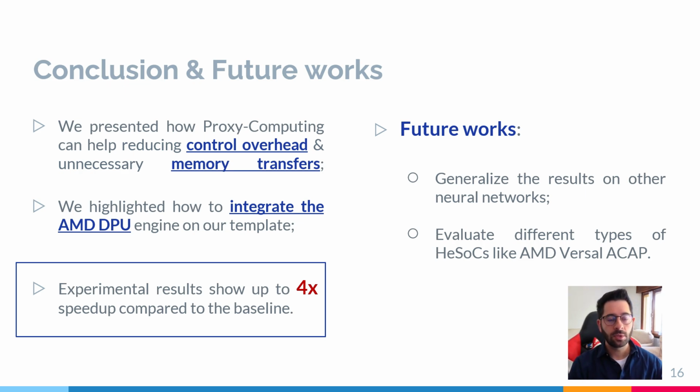As future work, we want to generalize the results on different types of neural networks, and we want to evaluate different heterogeneous systems, like for example the Versal AI Engine.